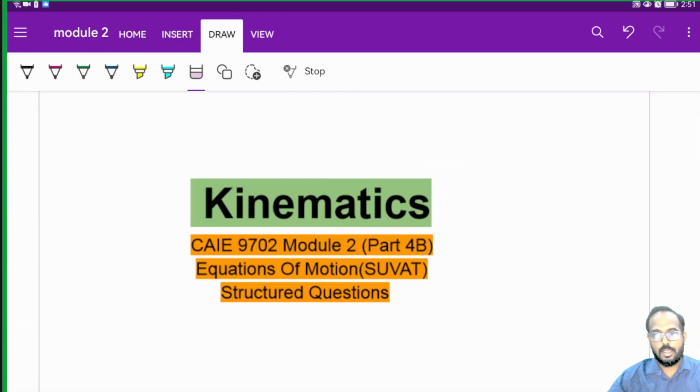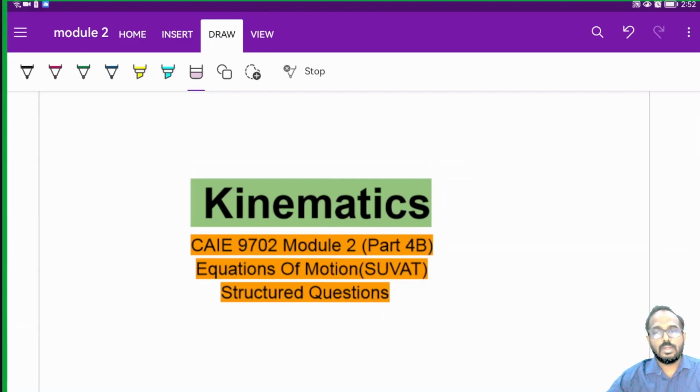In part 4A, we have discussed the theory part of equations of motion. In this video, we are going to practice some questions where we can discuss more theory, more concept about the equation, how to apply this equation, how to select the equation for a particular question. All these things we will check in this session. So in this session, I have selected some good questions where you can think and apply the knowledge you have gained about equations of motion.